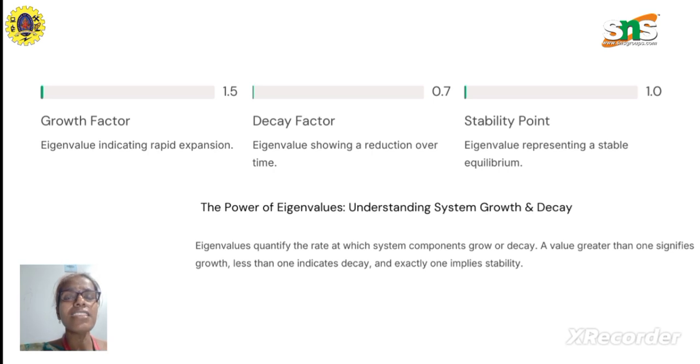The next thing is growth factor. So eigenvalue is going to indicate the rapid expansion, and the decay factor shows a reduction over time. And the next thing is stability point, which is going to represent a stable equilibrium. And the next thing is the power of eigenvalues, understanding the system growth and decay. So the eigenvalues quantify the rate at which system components grow or decay. A value greater than 1 signifies growth, less than 1 indicates decay, and exactly 1 implies stability.